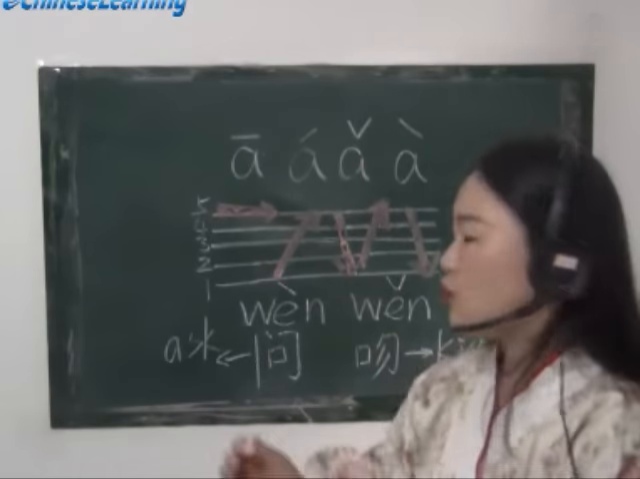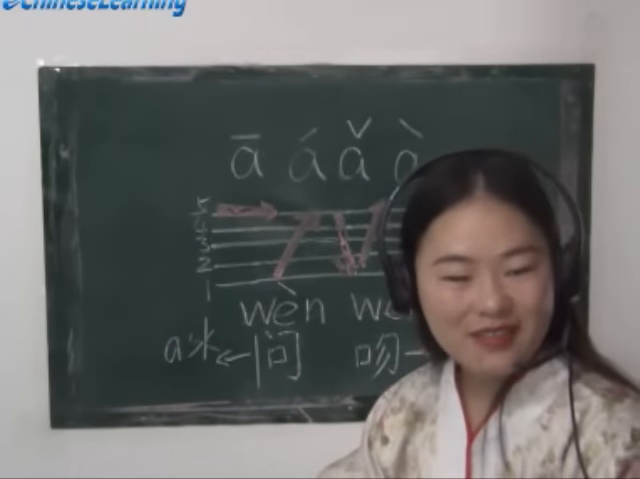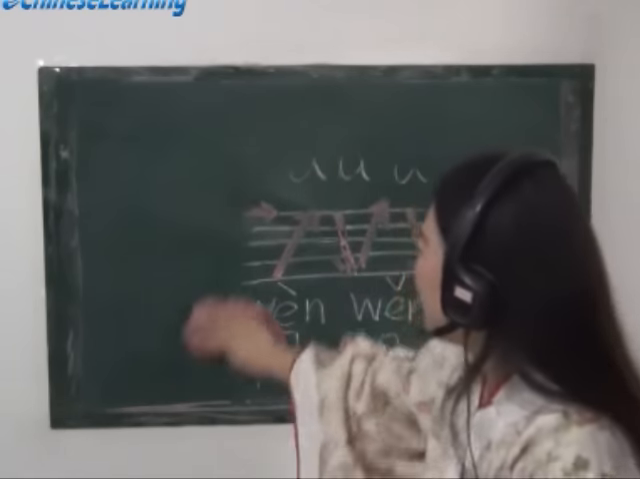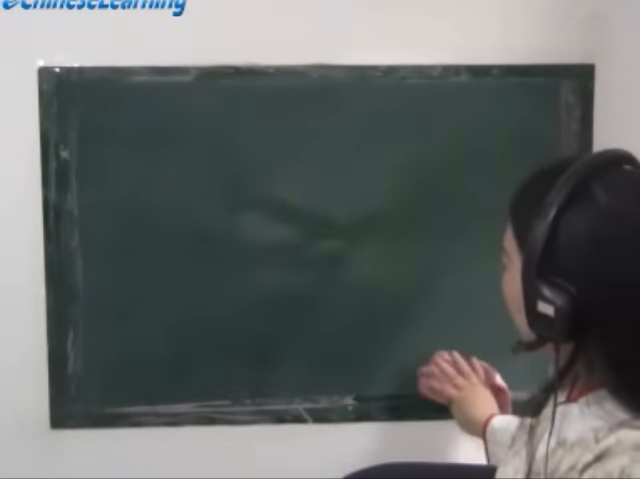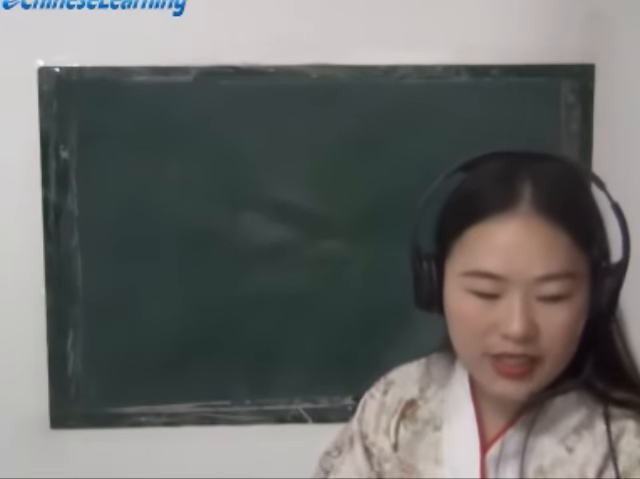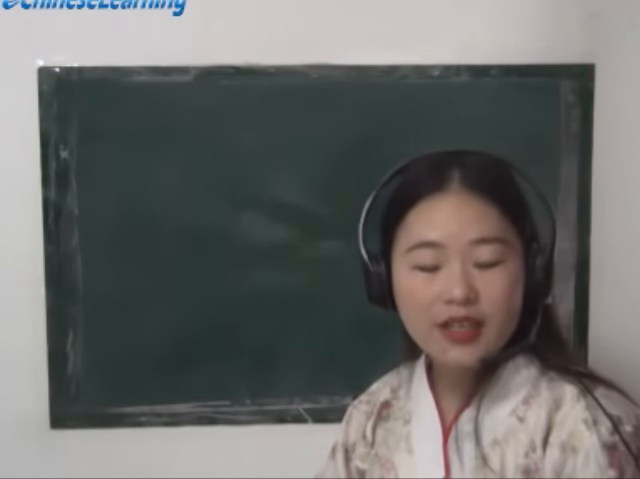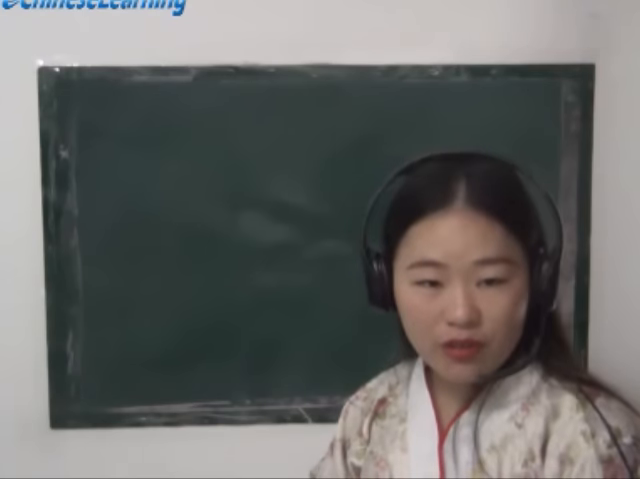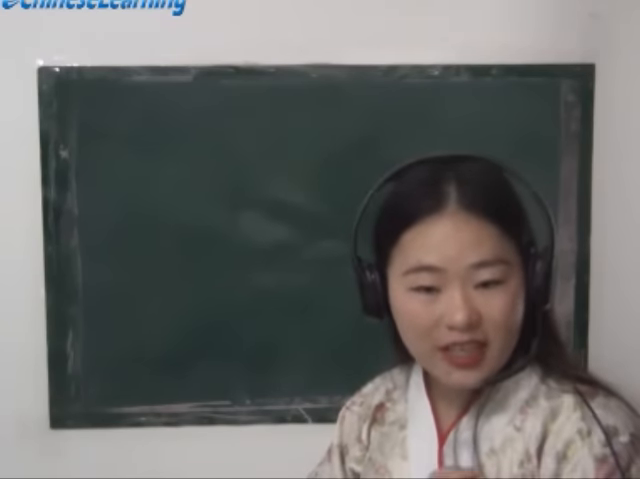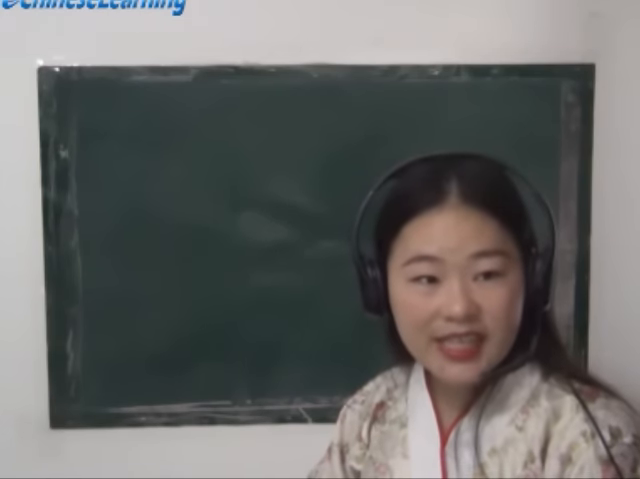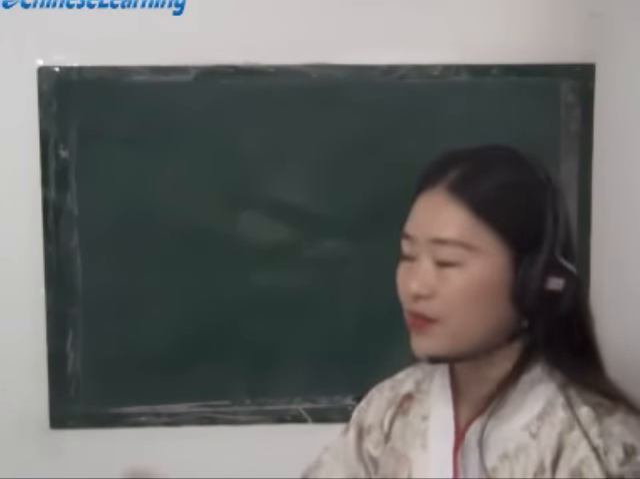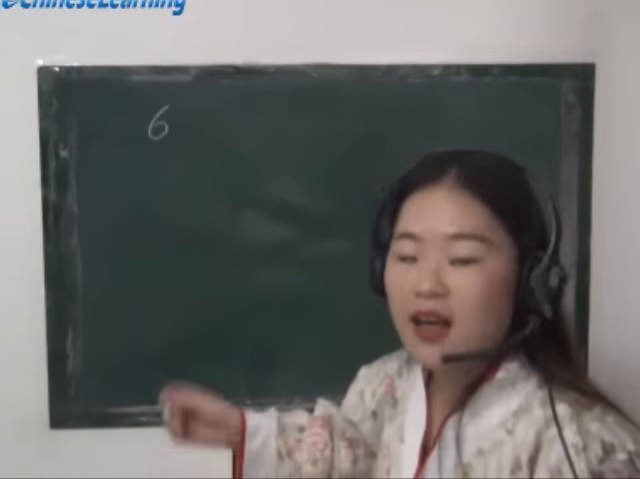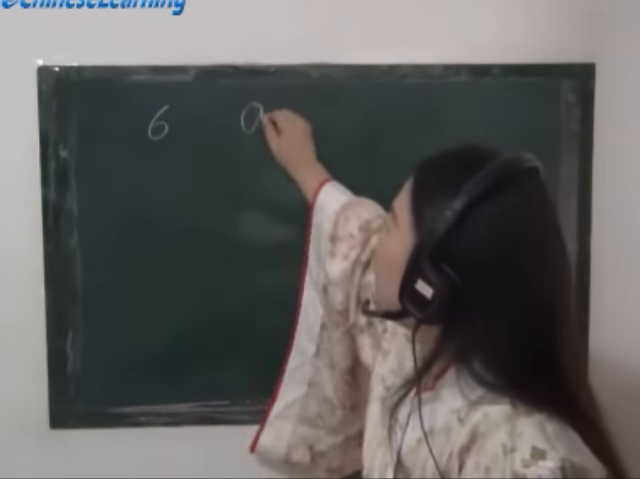Okay, the four tones, do you have any questions? Okay, so now I will show you the other single vowels. When you learn English, you have to learn the basic single vowels first, like A, E, I, O, U. And when you learn Chinese, you also learn something like this, but we have six single vowels. Let me write here. Six single vowels. The first one is A. You already know that, right?